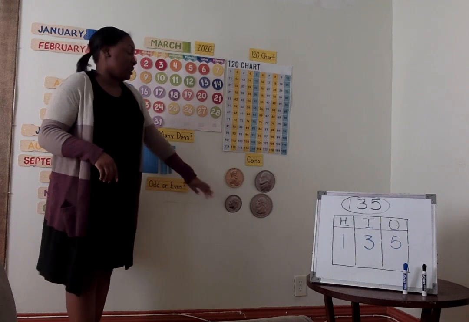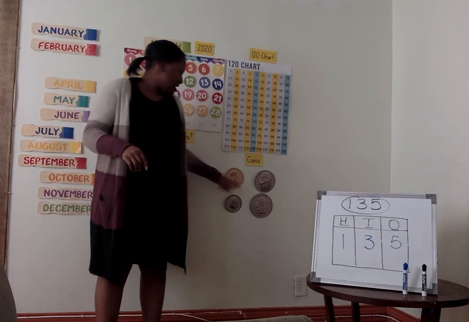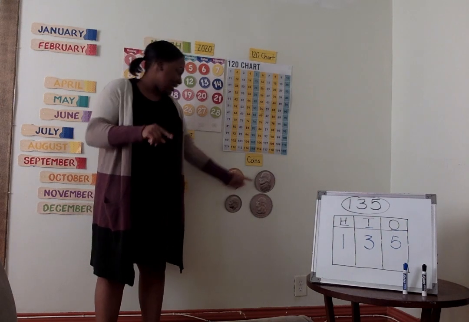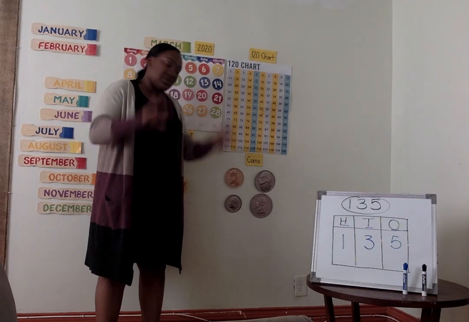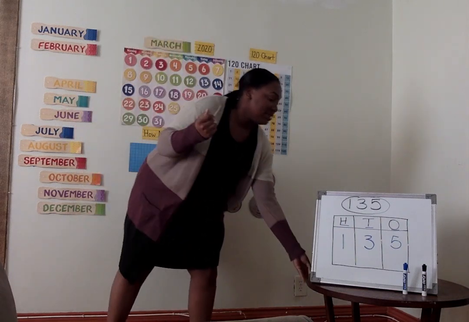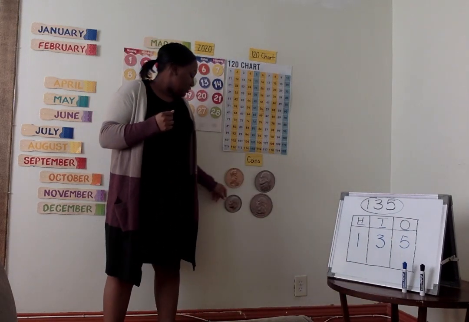Great. Coins. Get ready. Pennies, nickels, dimes, and quarters. A penny's worth 1 cent. A nickel's worth 5 cents. A dime is worth 10 cents. A quarter, 25. Pennies, nickels, dimes, and quarters.